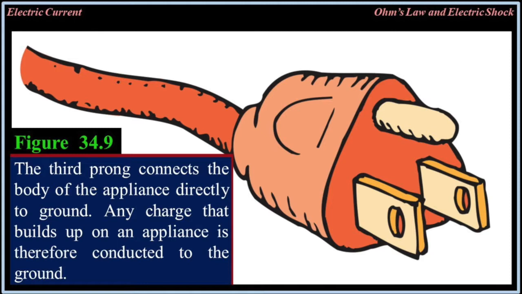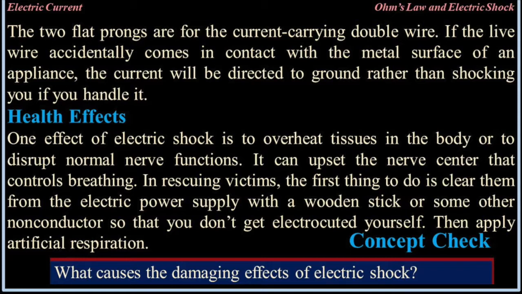Figure 34.9. The third prong connects the body of the appliance directly to the ground. Any charge that builds up on the appliance is therefore conducted to the ground by a ground wire. The two flat prongs are for the current-carrying double wire. If the live wire accidentally comes in contact with the metal surface of an appliance, the current will be directed to ground rather than shocking you if you handle it.